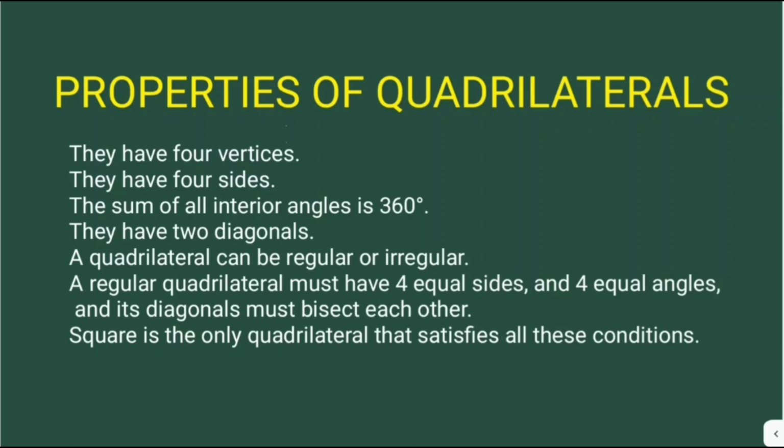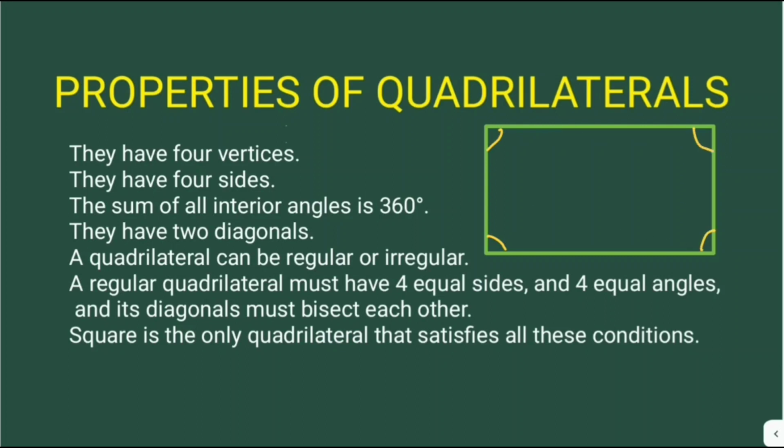Now let's talk about the properties of quadrilaterals. Quadrilaterals have 4 vertices, have 4 sides, and the sum of all interior angles is 360 degrees. If this is our quadrilateral here, the sum of the interior angles is equal to 360 degrees. So we just have to add up all the angles here, and they have 2 diagonals. Those are the 2 diagonals.